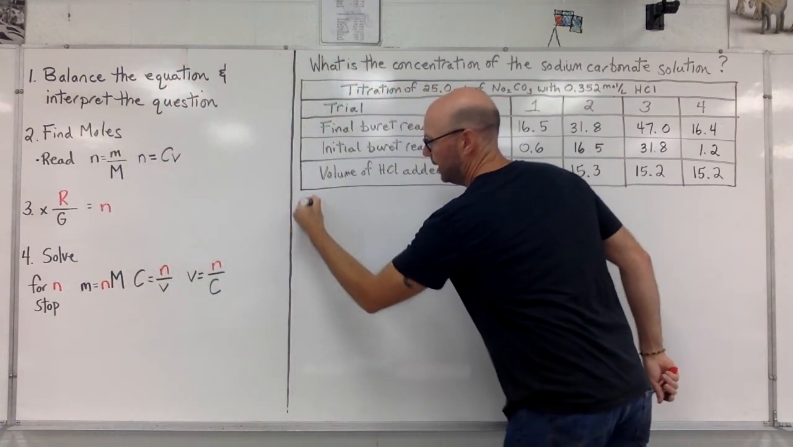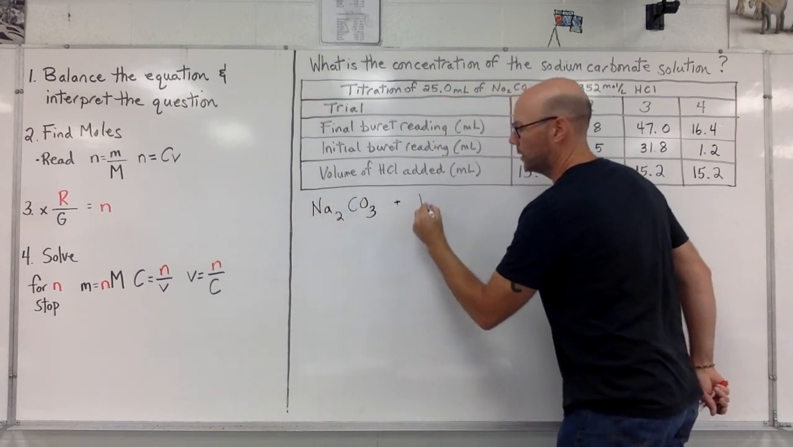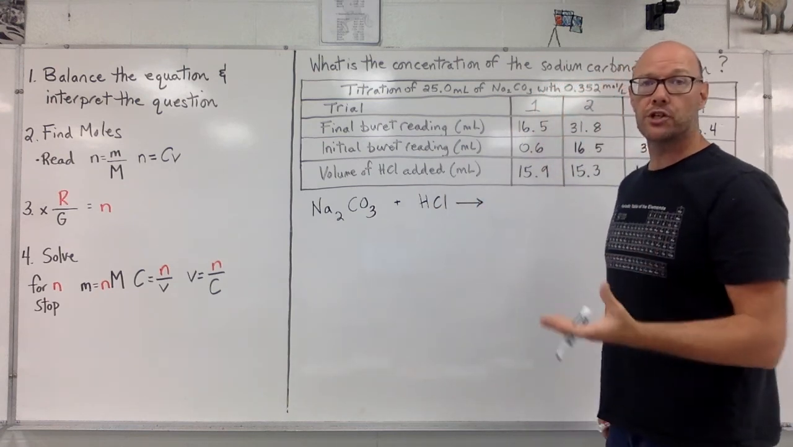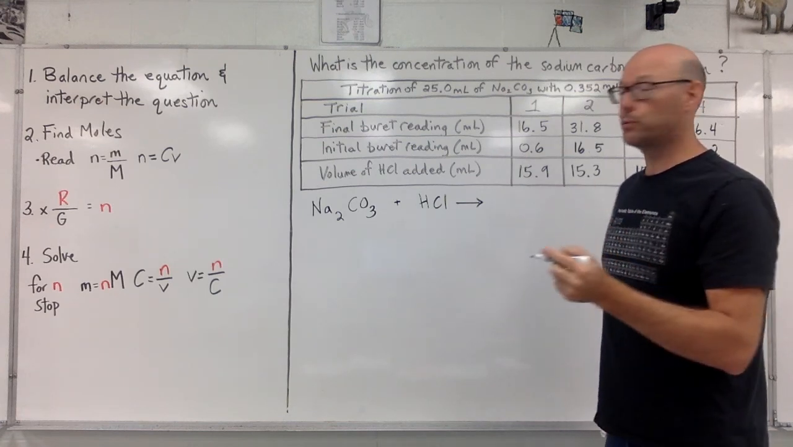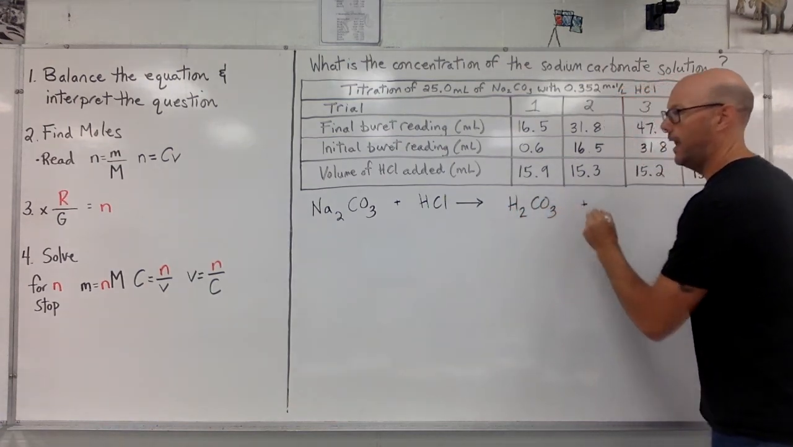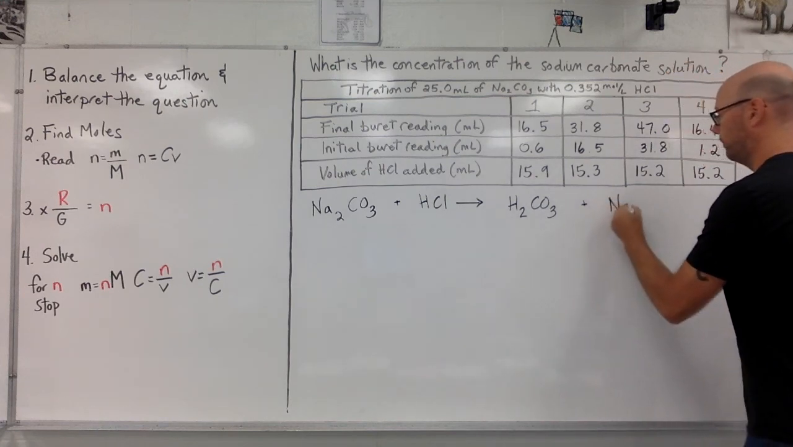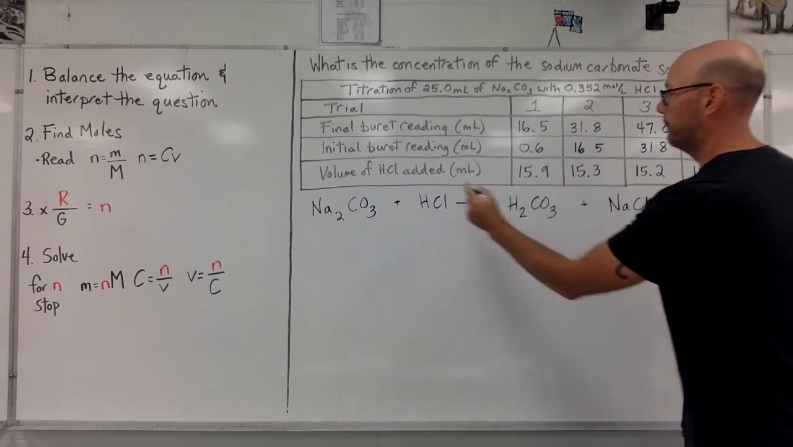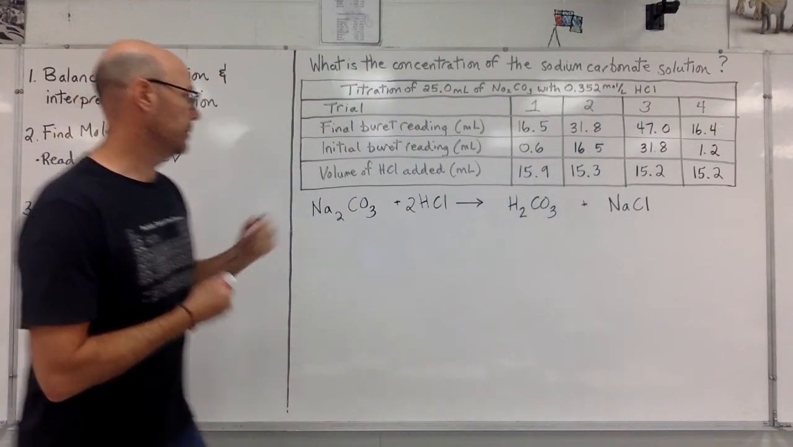We have Na2CO3, sodium carbonate, reacting with hydrochloric acid. This is a double replacement reaction. The sodium and the hydrogen switching spots. The hydrogen 1 plus, CO3 2 minus. And the sodium 1 plus, the chlorine 1 minus. And we balance the equation like so.